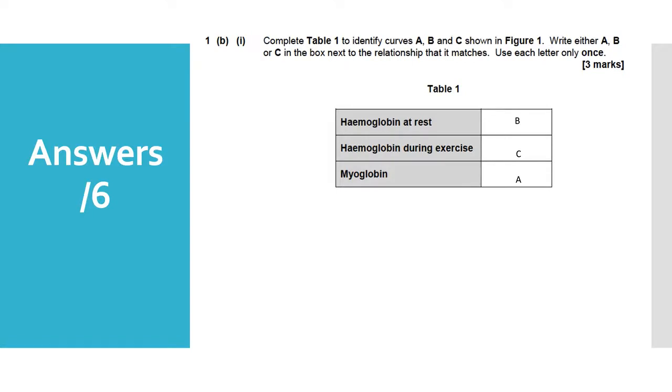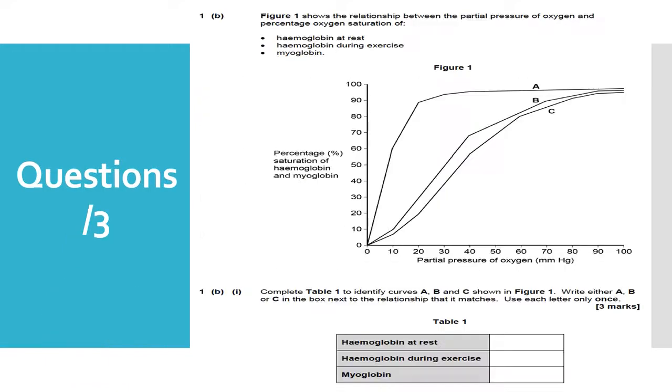Myoglobin is curve A. The way in which we should have known this, if I just flick back to the curve to have a look at it for you, is at lower partial pressures the myoglobin has a much higher affinity for oxygen. Affinity is like attraction. So just imagine the oxygen is far more attracted to myoglobin than it is to hemoglobin. So even if there's only a couple of oxygen knocking around, myoglobin is going to be really quite saturated.